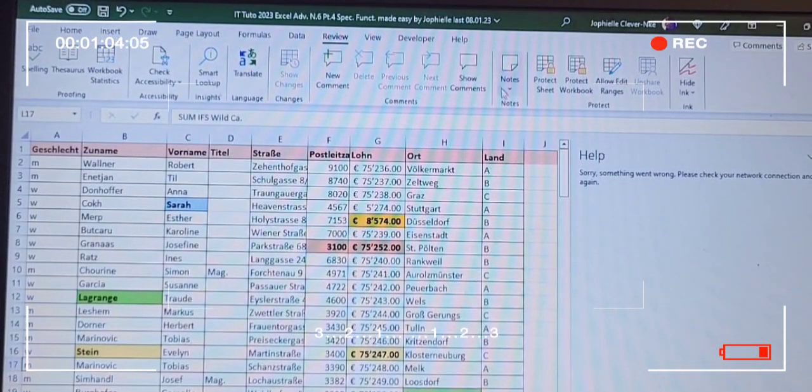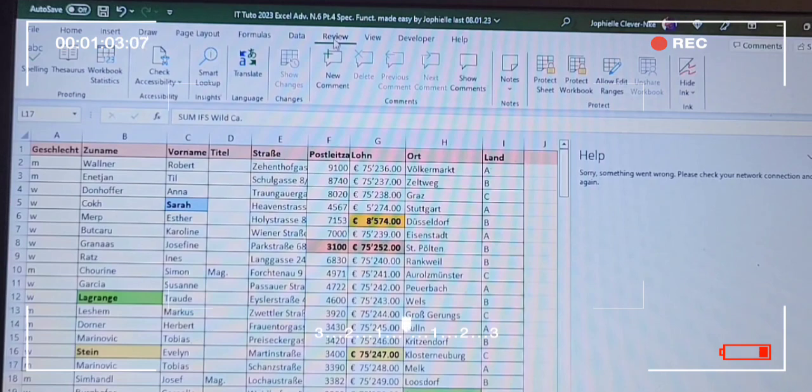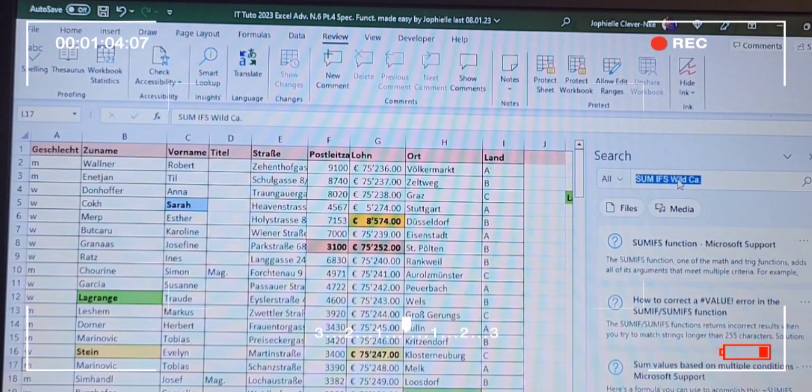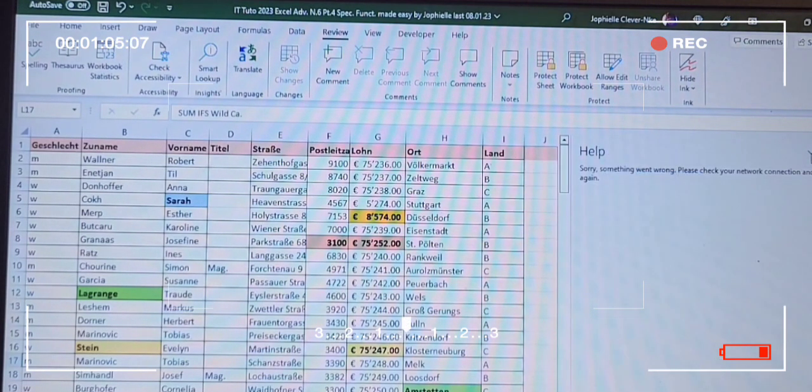So just in case your help tab is tripping just like mine right now, you can also find some help under tab review and smart lookup symbol, search for definitions, images, web pages, and other results. So you can click right there and give in some ifs wildcards, and then you can go and choose and read exactly how you can insert the wildcards, etc. This is also very, very helpful. Okay, let's move on.